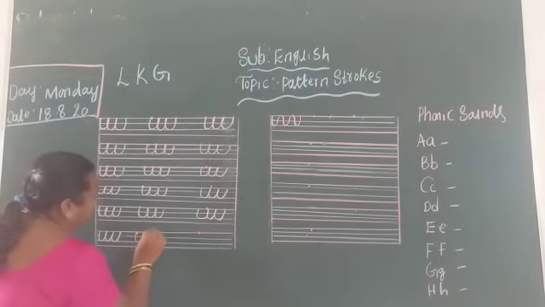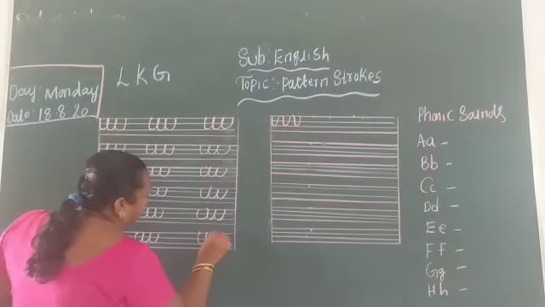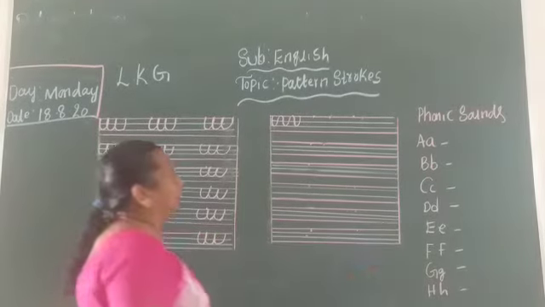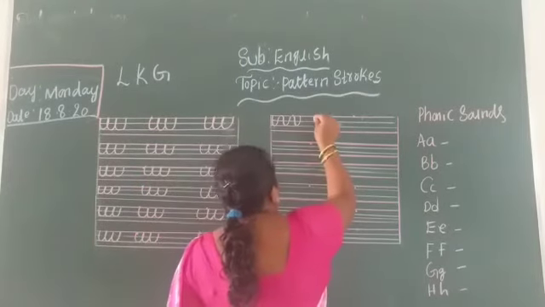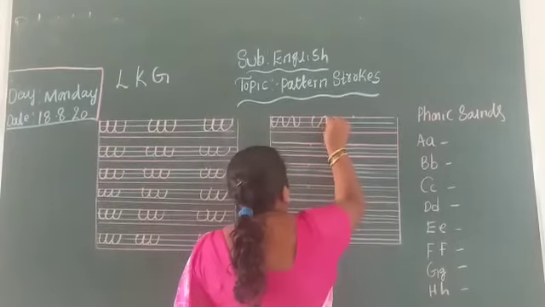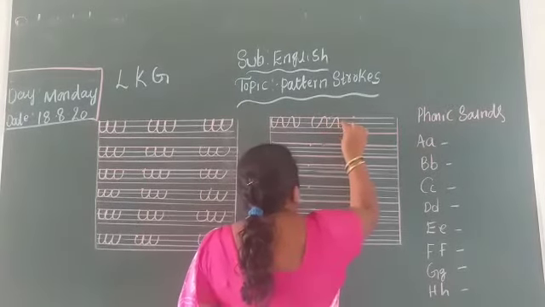Touch the red line to the blue line. Okay. This pattern stroke is over. Next, one more pattern stroke. See here. You touch the red line, come down, again up, again come down, again up, again come down, again up. Okay.